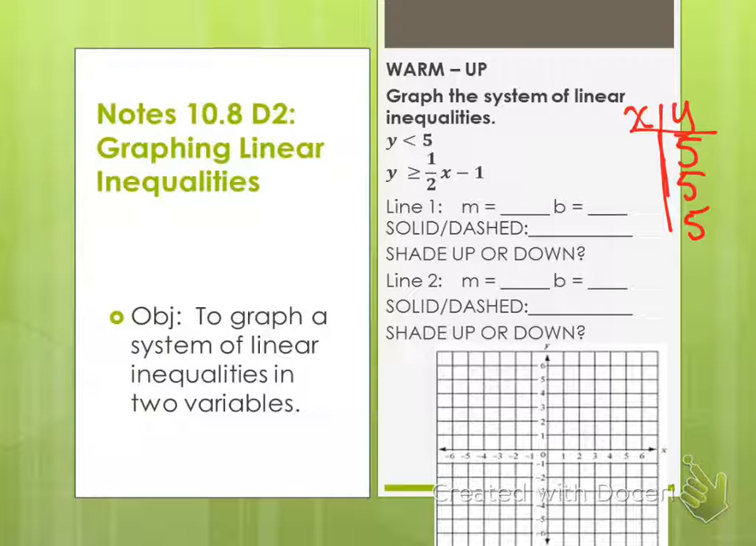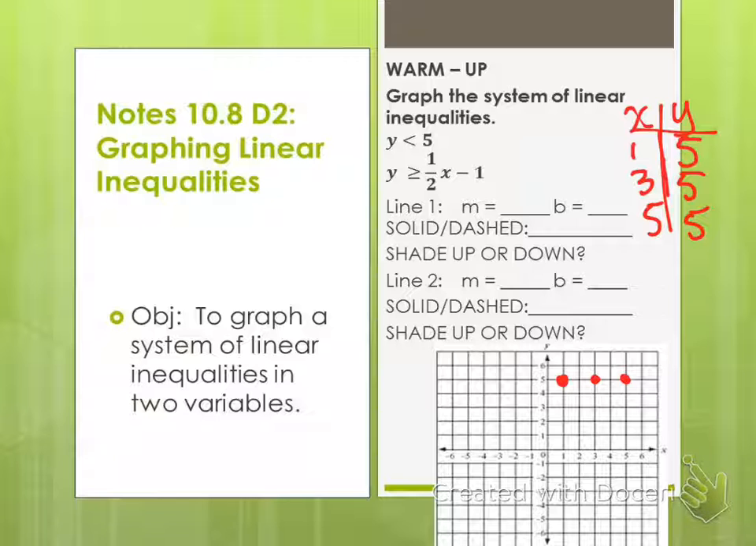Ryan? 1, 3, and 5. Sure, we can use 1, 3, and 5. We need 3 numbers for X just so that we can make 3 different points. So it does not matter to me which numbers you use. We have to graph those points. So there's 1, 5, 3, 5, and 5, 5. After we graph those points, we should be able to see that we have a horizontal line.